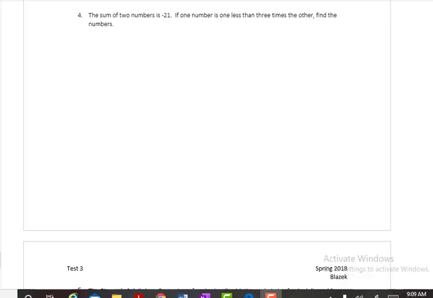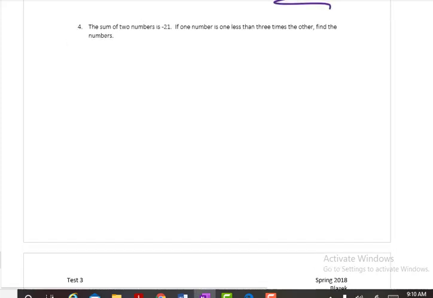The sum of two numbers is negative 21. If one number is one less than 3 times the other, find the numbers. So what we're looking for are two numbers. So I'm going to let x be my first number, and I'm going to let y be my second number.